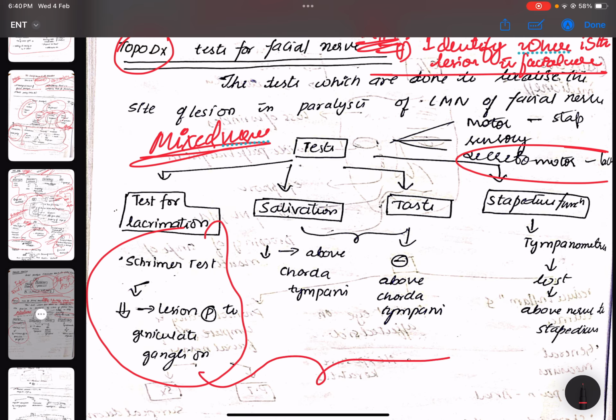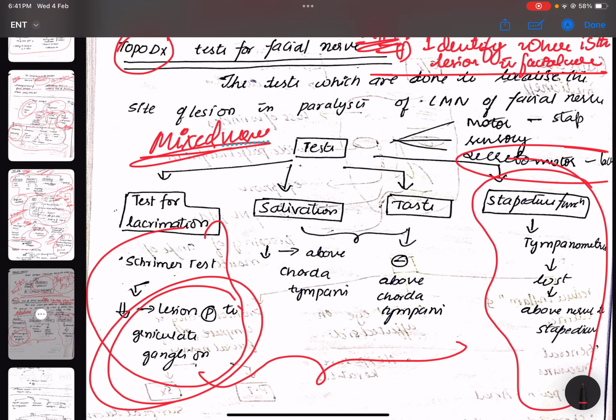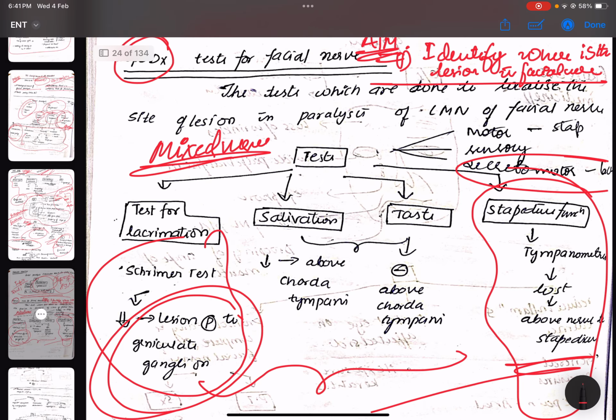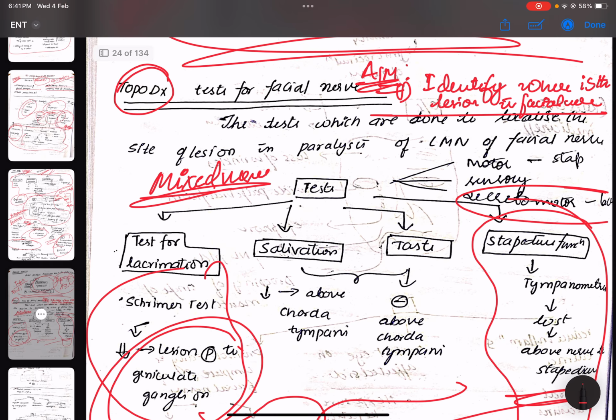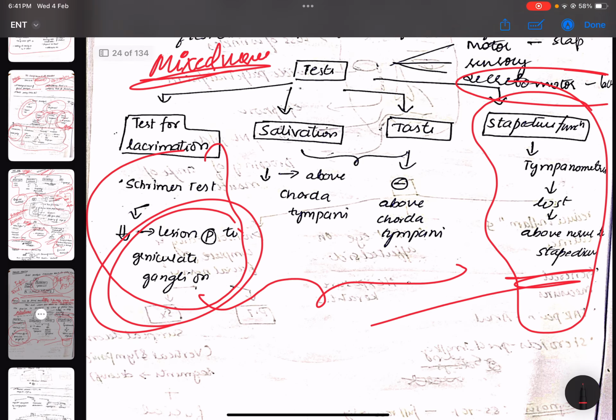Again, these three obviously come under secretomotor, that is salivation, taste and lacrimation. So if lacrimation is reduced, then the lesion is in the geniculate ganglion. But if salivation or taste is reduced, then it's above the chorda tympani. But if stapedius is non-functional, then this is where the problem is. Here I have not explained because the facial nerve course itself is complex, so I would recommend you watch that video and then come and study the notes.